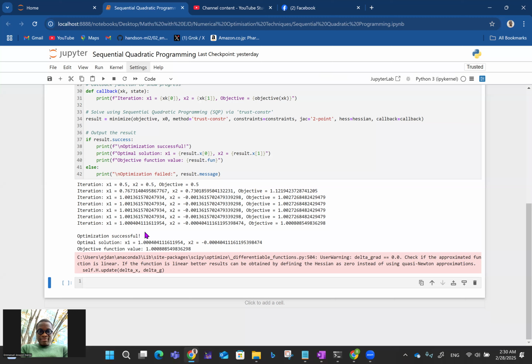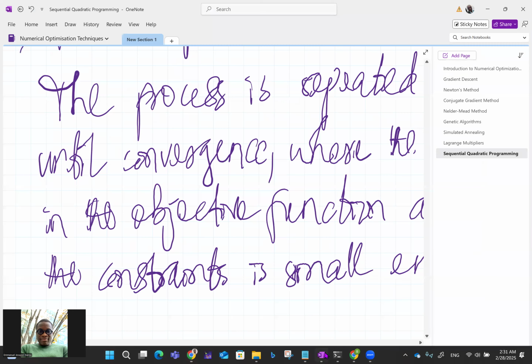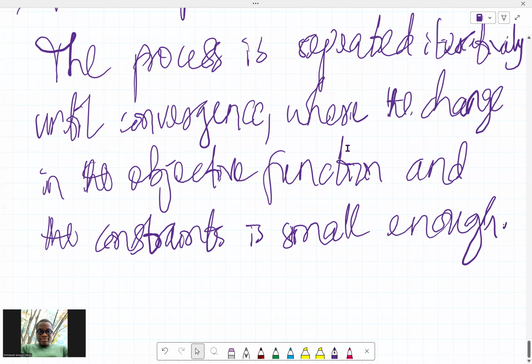At the end of the day, the optimization is successful after 7 iterations, and the optimal solution ends up being 1.00 and roughly 0, so roughly 1 and 0 if you look at it. Then the objective function value is 1.00, basically 1, because you have x1 squared plus x2 squared. If x1 is 1 and x2 is 0, the answer ends up being 1. So that makes a lot of sense. But definitely the SQP is meant for problems tougher than this one. We just use this as a good example for what it can do.